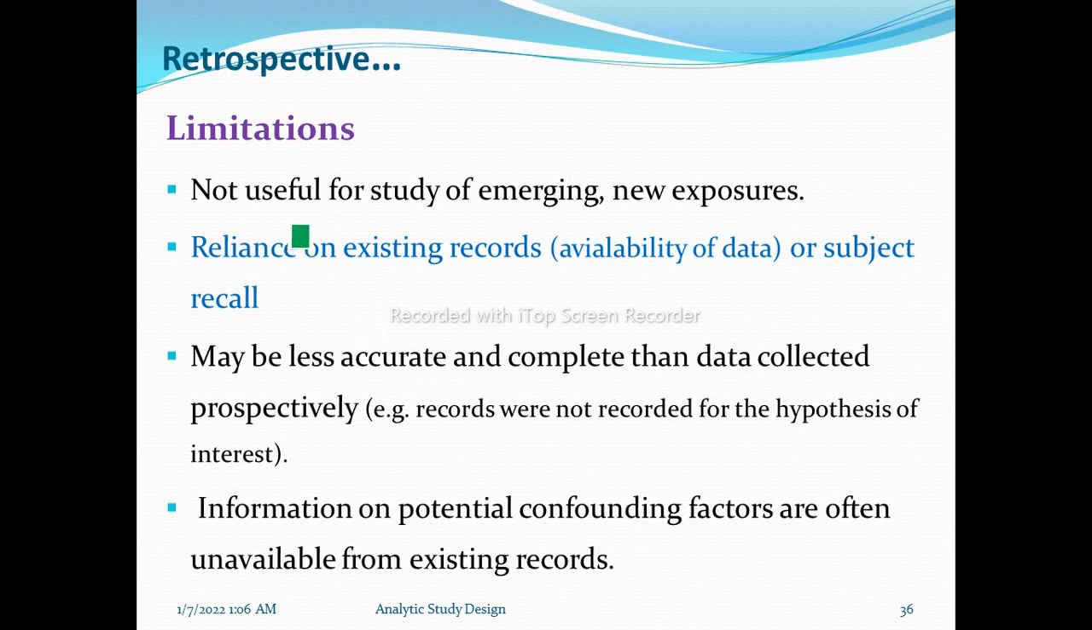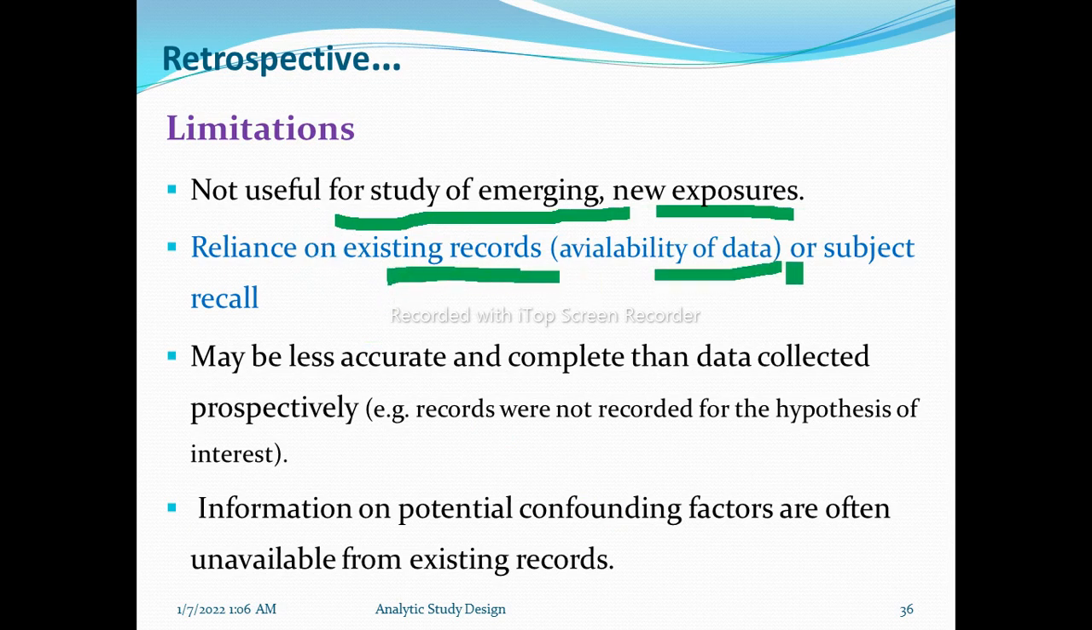The limitation is that it is not useful for studying emerging or new exposures. Reliance on existing records. Yeah, availability of data, subject record. For instance, availability of data means that if the exposure depends on the chart, important variables which are not recorded in the chart will be missed, and some charts will be incomplete. So this will affect the outcome. Reliance on existing records may be less accurate and complete than data collected prospectively.